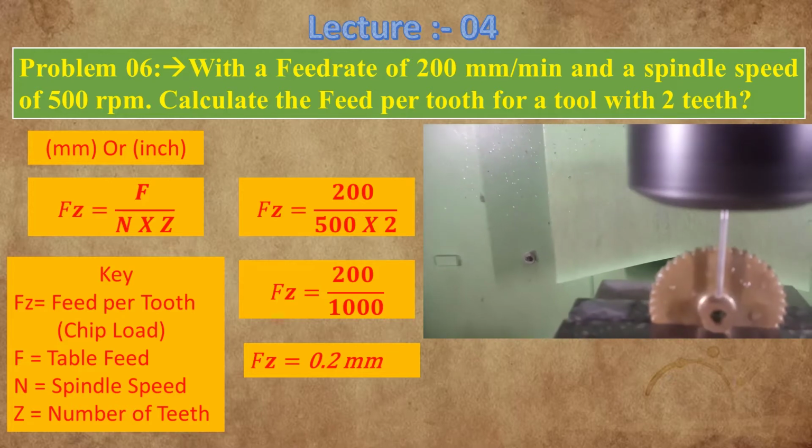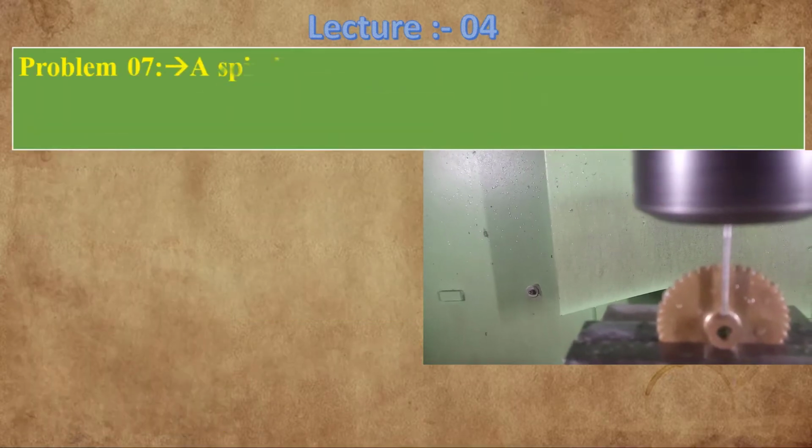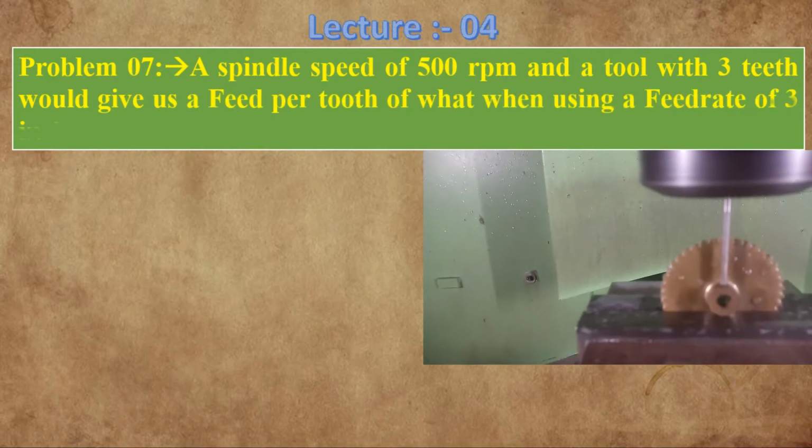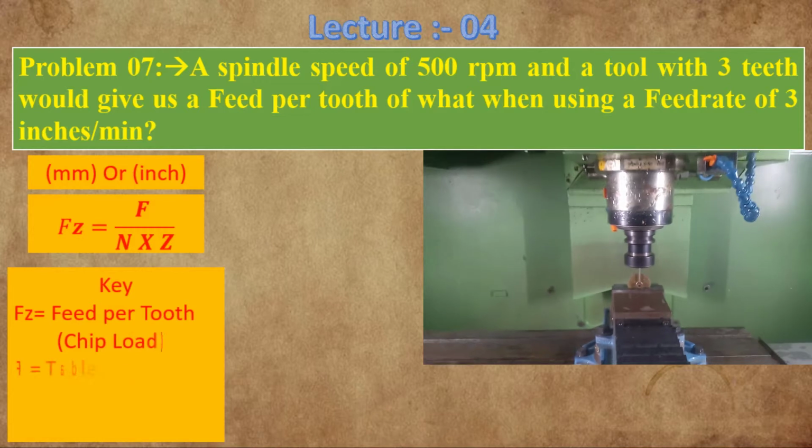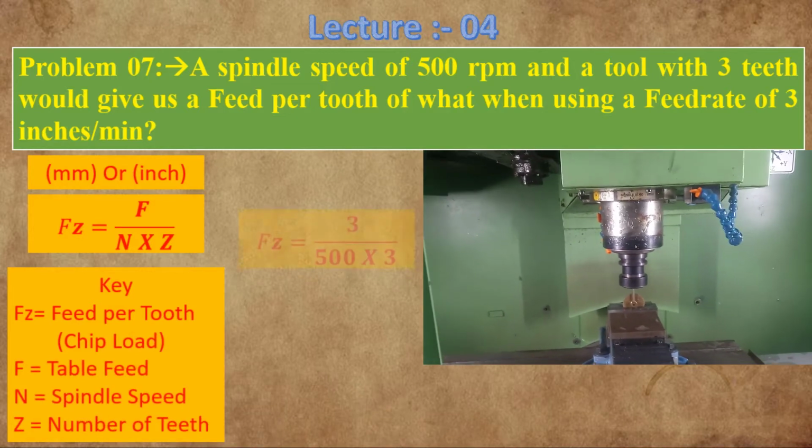Okay, let us try one in imperial. Another problem: a spindle speed of 500 revolutions per minute and a tool with 3 teeth would give us a feed per tooth of what, when using a feed rate of 3 inches per minute?